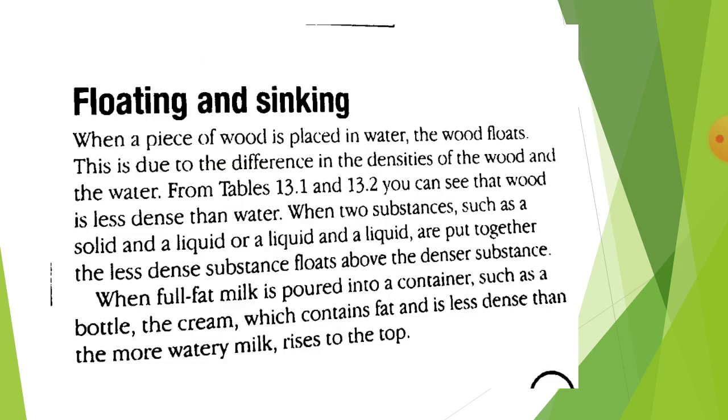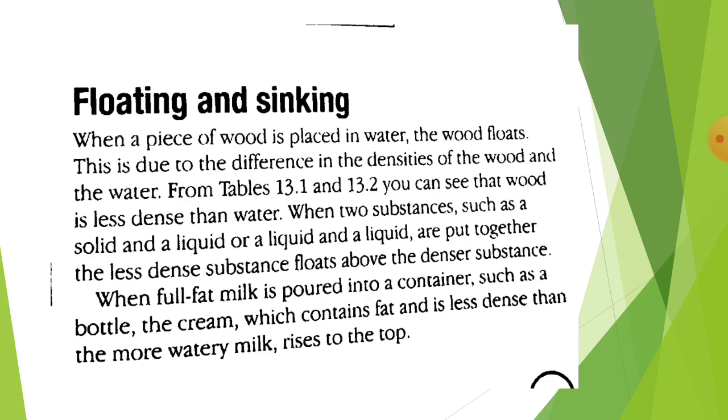Floating and sinking. When a piece of wood is placed in water, the wood floats. This is due to differences in densities of wood and water. From tables 13.1 and 13.2, you can see that wood is less dense than water. When two substances, such as a solid and a liquid, or a liquid and a liquid, are put together, the less dense substance floats above the denser substance.